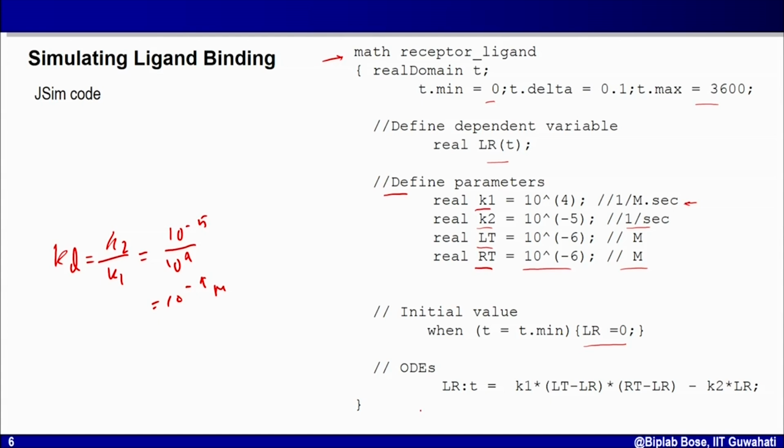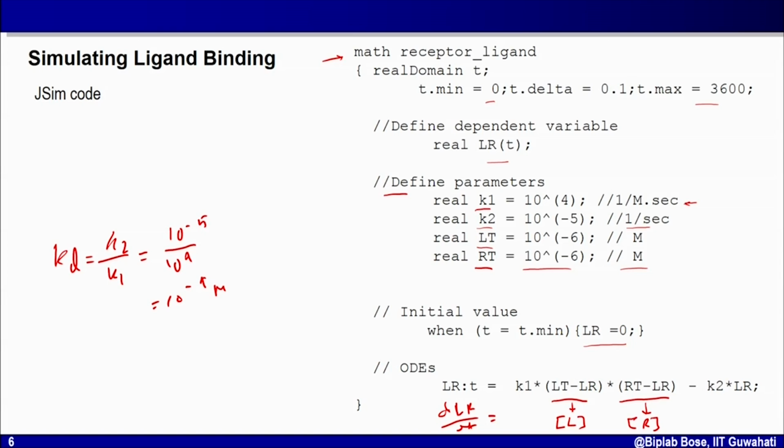Then comes writing the ODE following the equation that we discussed just now in the last slide. LR colon T, which means essentially dLR/dt, is equal to K1 into (LT minus LR), so this is nothing but free L, into (RT minus LR), that is nothing but free R, minus K2 into LR. So this last part is the reverse reaction. So that's all. So just one ODE, and I have all these parameters K1 and K2 and LT and RT, these are the constant terms, and I am ready to simulate.